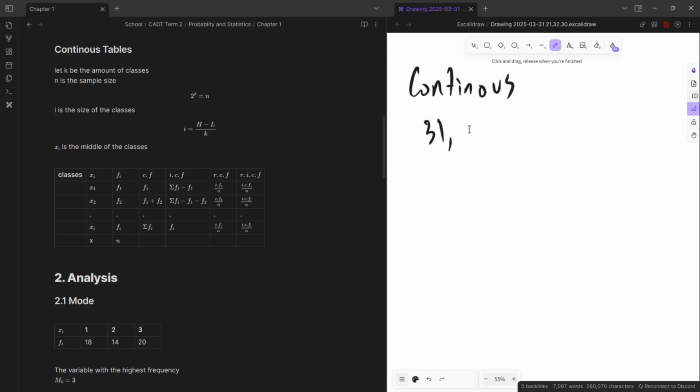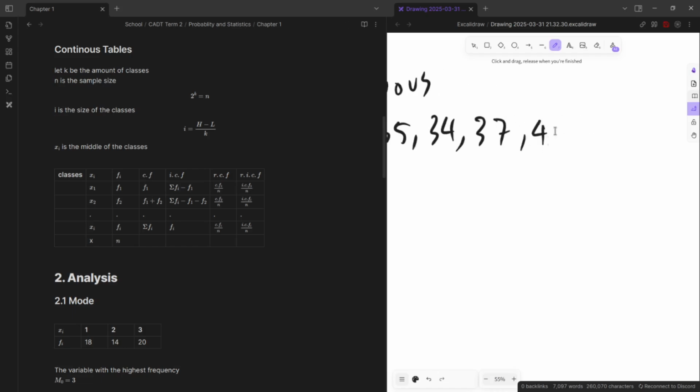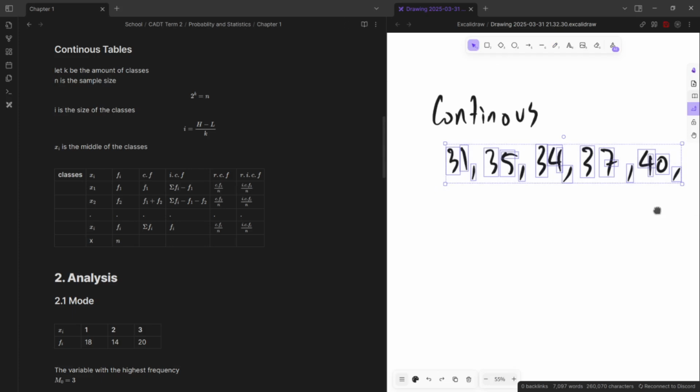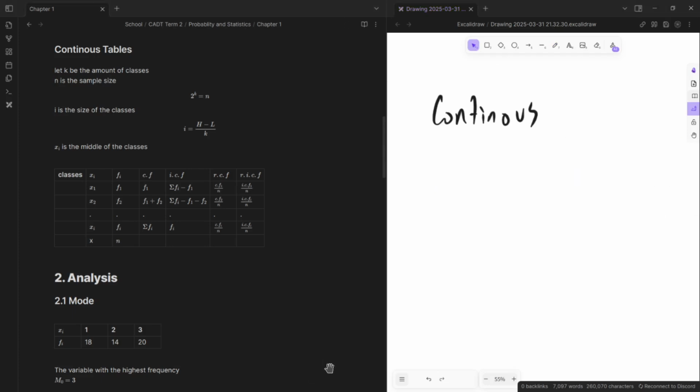So let me write some fake data. Nah, I'm too lazy for this. I am going to copy it straight from the book. Yippee.